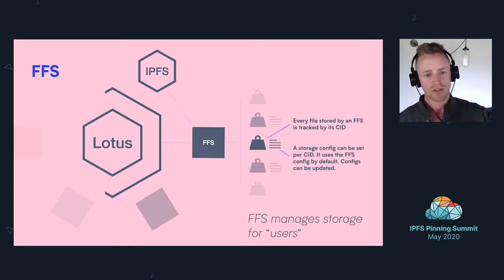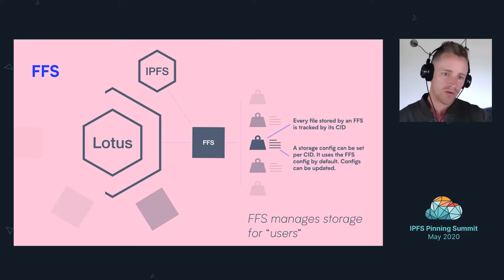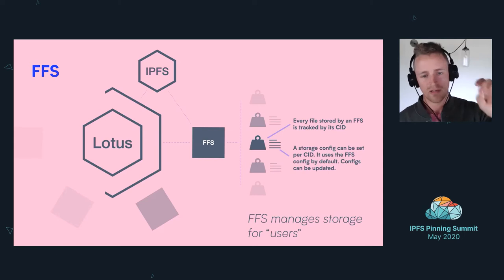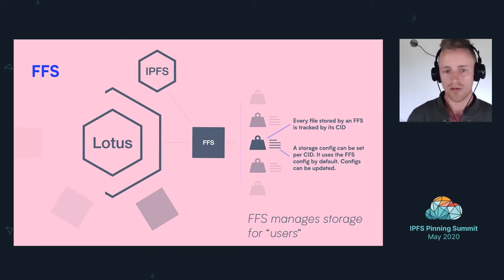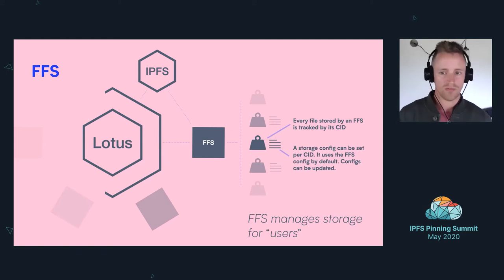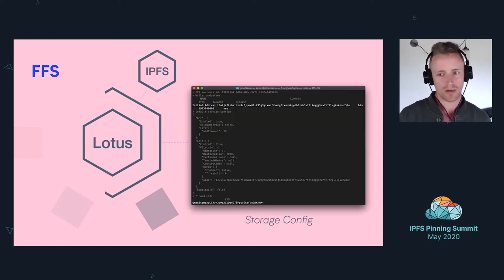So I mentioned that the FFS has a configuration for how it's doing deals, and we're going to talk more about the configuration itself. But that's just the default configuration. And if you store new data in the Powergate, you can actually override the default configuration and have a different configuration for every file. So keep that in mind as I show you this going forward, that for every file storage request that you make to the Powergate, you can send it a new configuration and override those configurations. So let's talk about what I mean by config.